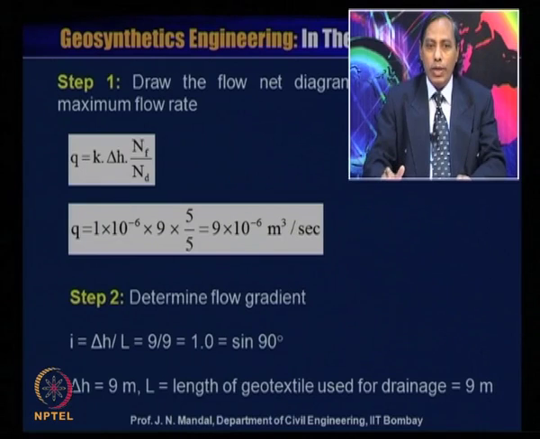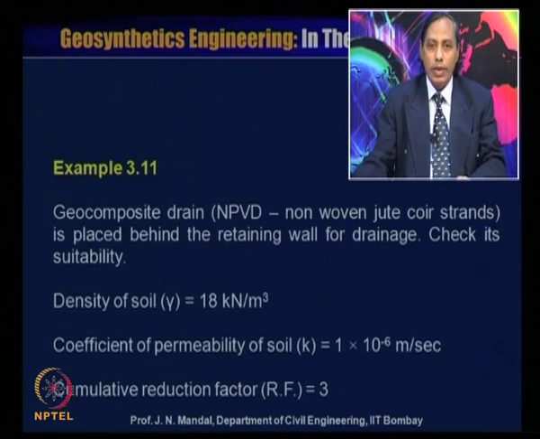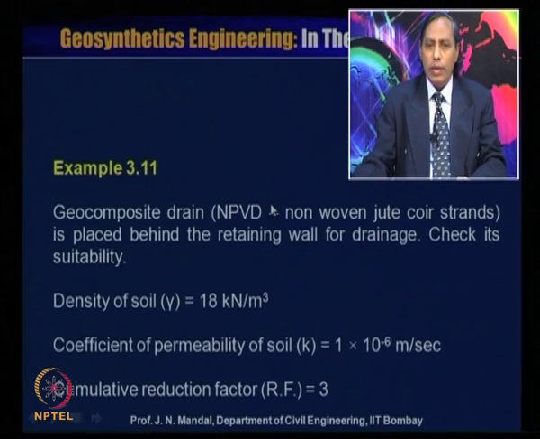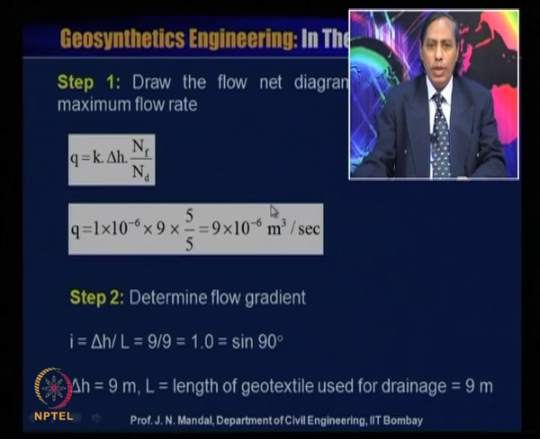Step 2, determine flow gradient. Here i is equal to delta H by L is equal to 9 by 9 is equal to 1, or you can say i is also equal to sin 90 degree. It is the same. Delta H is equal to 9 meter, L is equal to the length of the geotextile used for drainage, also 9 meter. It is like this. This is the wall, its height is 9, and this drainage length L is also 9 and delta H is also 9. So, the ratio will be 1. So, i will be 1.